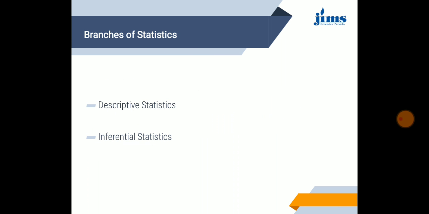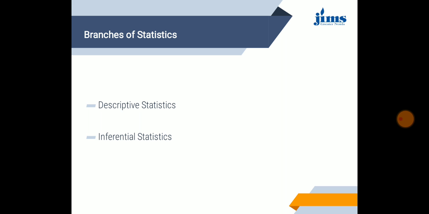Next is branches of statistics. Now, when we talk about branches of statistics, statistics is broadly classified into two parts. One is descriptive statistics and second is inferential statistics. When we talk about descriptive statistics, it is basically theoretical in nature, mathematical in nature. When we talk about inferential statistics, basically it is a part of application.